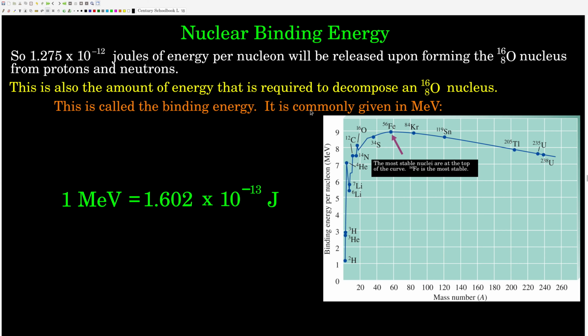And it's common to give binding energies in terms of a unit called mega electron volts, MeV. So here's the conversion between joules and mega electron volts. 1 mega electron volt is 1.602 times 10 to the minus 13th joules.